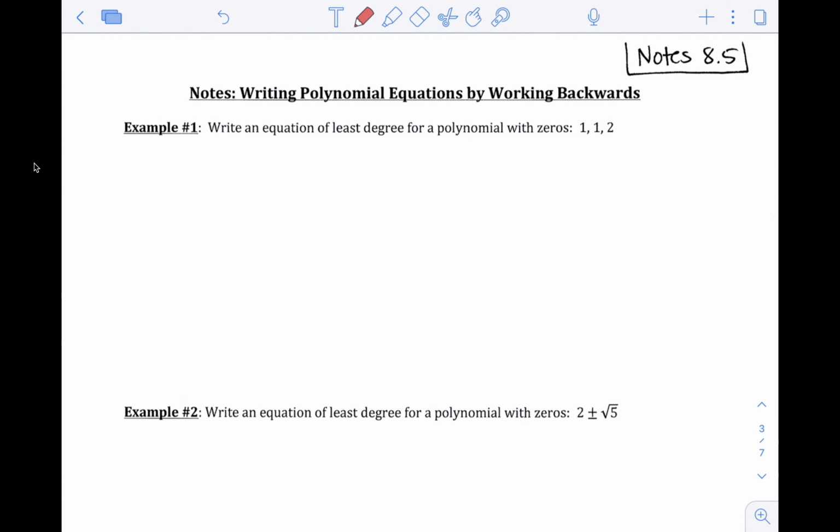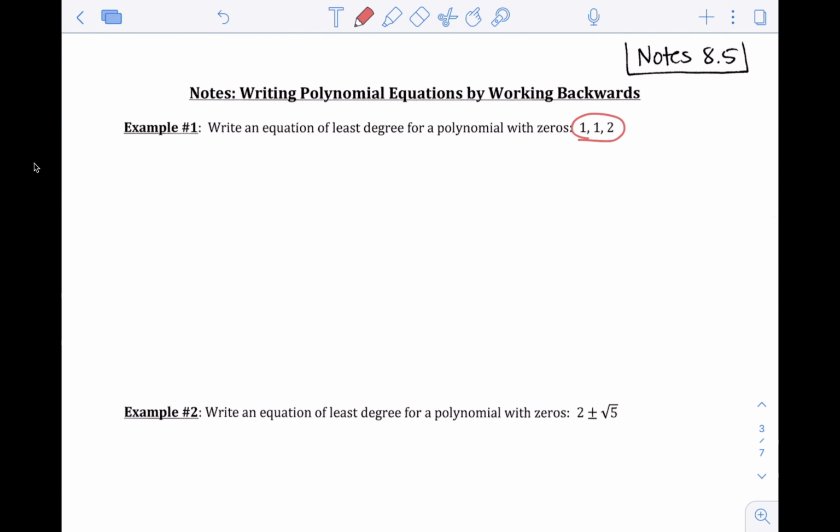We're going to work backwards, given our zeros and the information we're told about them, like multiplicity, etc. So we're going to do just the algebra for this. Now, writing an equation of least degree for a polynomial, these are possible polynomials. We could expand these, but here's what we know. For example, on the first one, you have 3 x-intercepts, so it's going to be degree 3 when all is said and done.